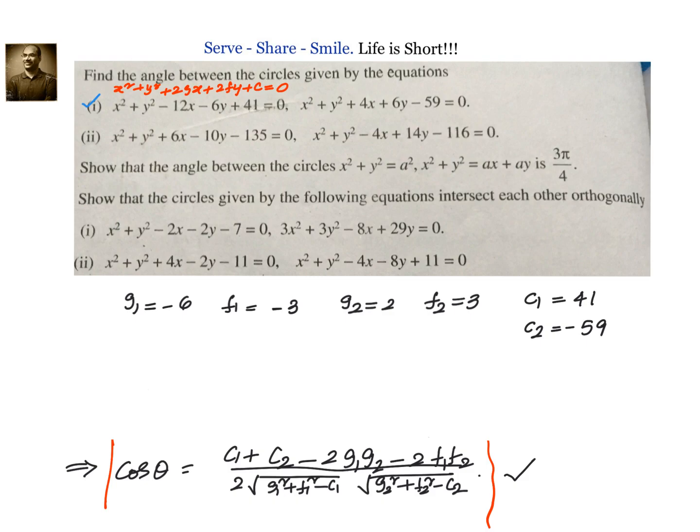Understood how we got g1 and g2? Let me repeat that again. X square plus y square plus 2gx. 2g is minus 12, then g is minus 6. 2f is minus 6, f is minus 3. C is 41, so c1 is 41. 2g2 is 4, so g2 is 2. 2f2 is 6, f2 is 3, and c2 is minus 59. Now simply we have to substitute in the formula.